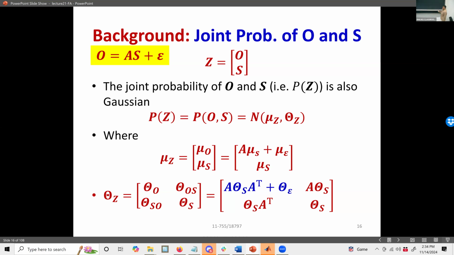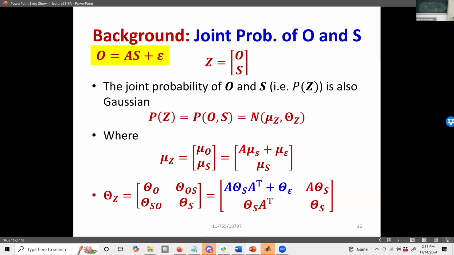Can you guys see the stuff on top? Okay. And so then here's the final bit. If I say A equals, I'll write this here because I need this board. If I say O equals A times S plus epsilon, and I'm telling you that S is Gaussian and epsilon is Gaussian, I ask you, what is the probability distribution of S given O?